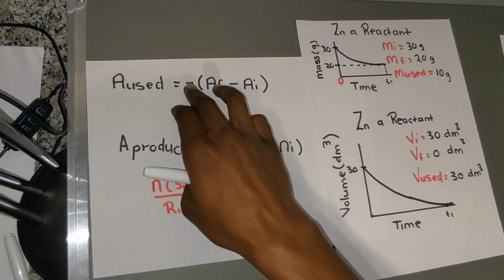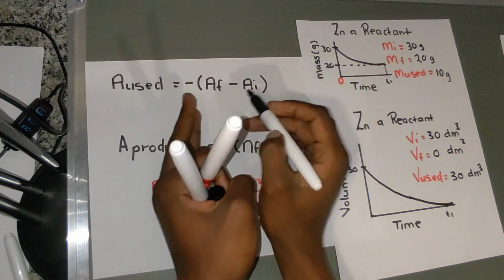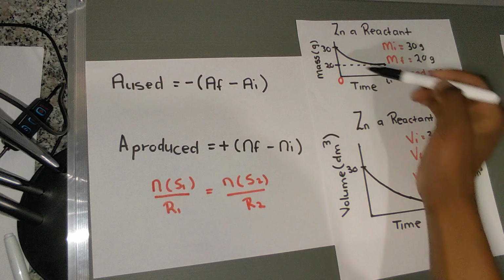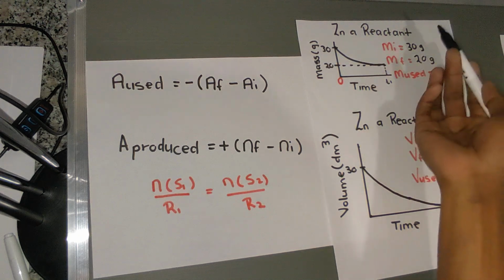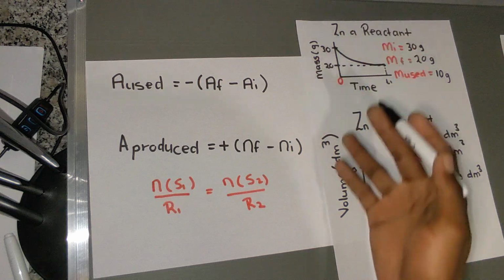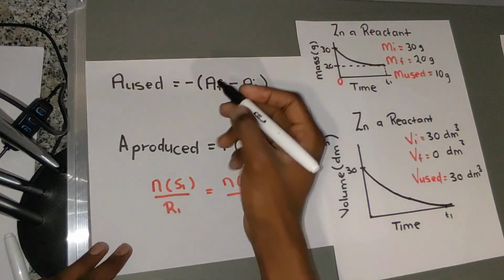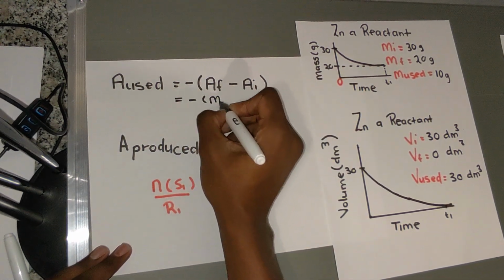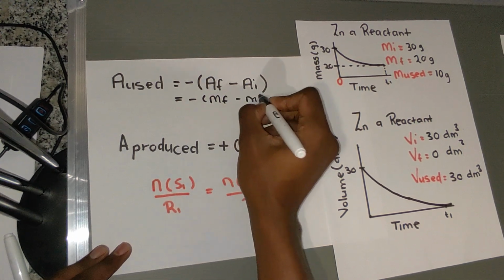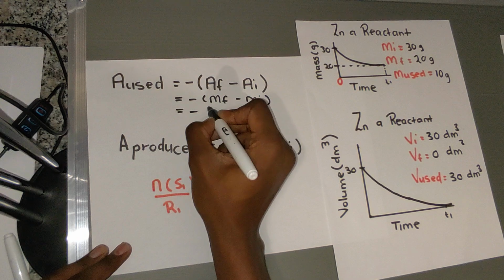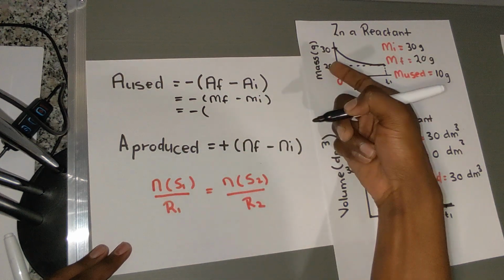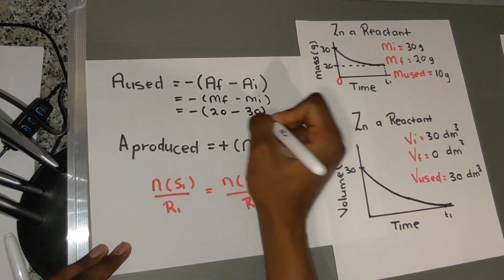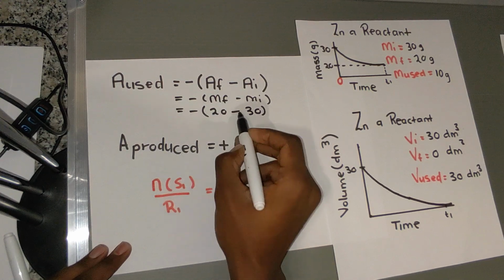So we are losing the substance, so we say a negative, and then we open a bracket, and then we calculate the change in amount by saying final amount minus initial amount. Remember, the amount can be mass, volume, the number of moles, or the concentration. These graphs can show changes in amounts. In this case, our amount was the mass. So it's the negative of the mass final minus the mass initial. The mass final is 20 minus the mass initial, which is 30. So this value will end up being negative, and that value will end up being positive.